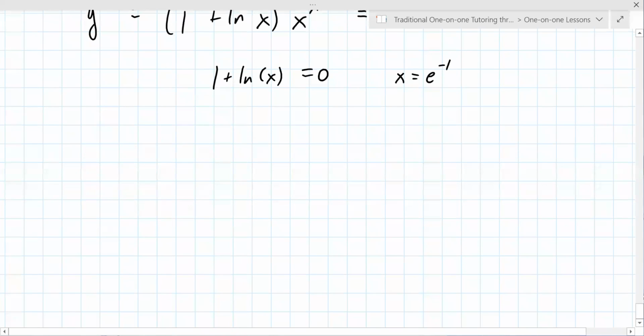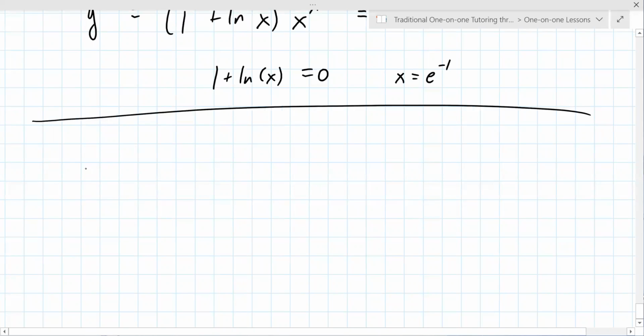Okay. So here, we don't have to do any of these, but here are some other possibilities. It would be like x to the sine x, sine x to the x, natural log x to the cosine x.